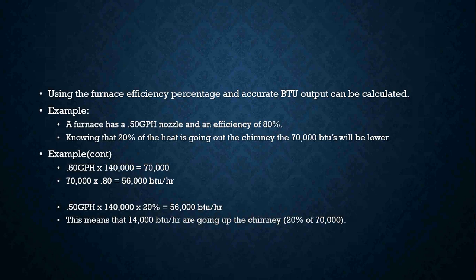Okay? So 0.5 gallon per hour times 140,000 BTUs, that's going to give us 70,000 BTUs. So at 70,000 BTUs, we know that it's only 80% efficient. That's only giving us 56,000 BTUs of actual usable heat off of this unit. Okay? Which means about 14,000 BTUs of heat is going out the chimney, which comes out to about 20% of that 70,000 BTUs that we originally came up with, right?